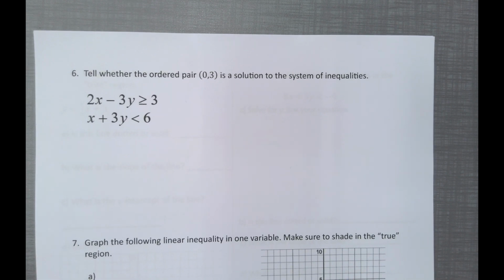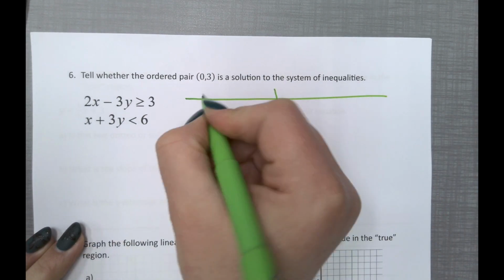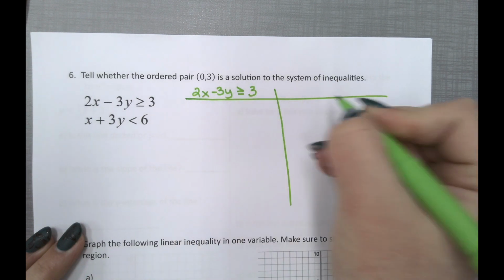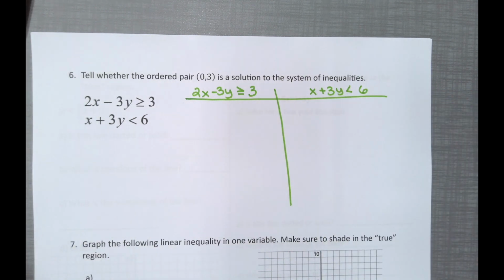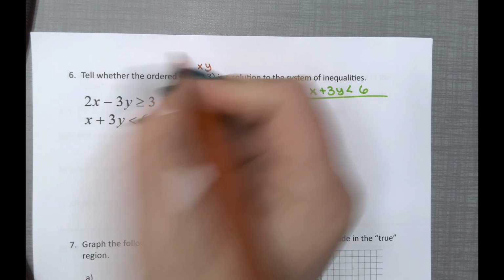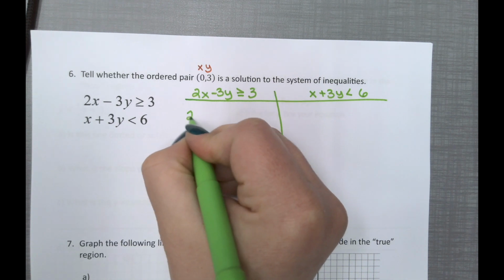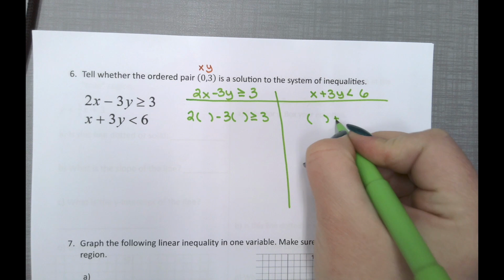For question number 6, we have tell whether the ordered pair is a solution. So similar question, but if you notice, I'm not giving you one inequality, I'm giving you two inequalities. When you have two inequalities, you're going to create a t-chart and you're going to write each inequality on one side. So we've got 2x minus 3y is greater than or equal to 3, and the other one, x plus 3y is less than 6. You're going to label your point x and y, and just like we did on the other side, you're going to open up for x, open up for y. So open x, open y, open x, open y.